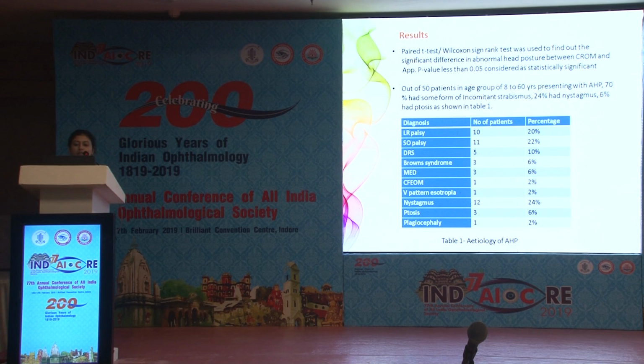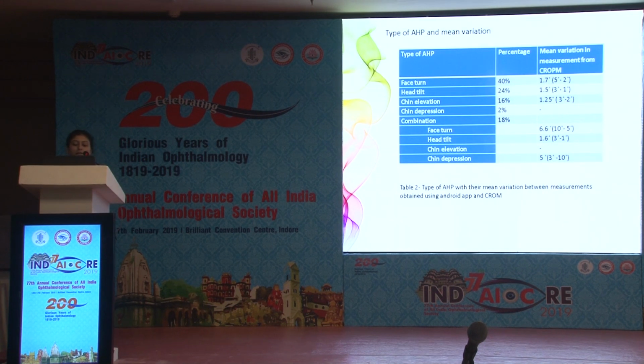Out of 50 patients in the age group of 8 to 60 years, 70% had some form of concomitant strabismus, 24% had nystagmus, 6% had ptosis. Table number 2 shows the type of AHP with their mean variation between measurement obtained using the Android app and CROM. The face turn had a 1.7 degree variation between the two methods. Head tilt had 1.5 degree variation between the two methods. Chin elevation had 1.25 degree variation between the two methods. We had only one patient of chin depression. The measurements were equal for both methods.